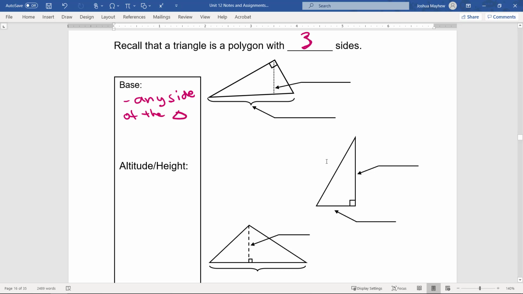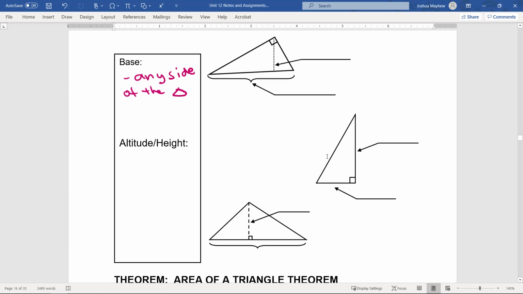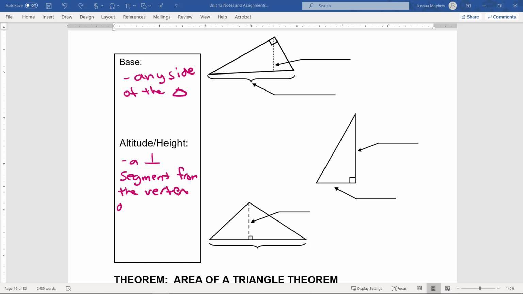Okay. Then we have the altitude or the height. The altitude or height is a perpendicular segment from the vertex opposite the chosen base. That'll make more sense when we look at the picture.